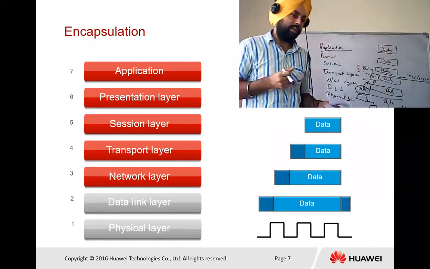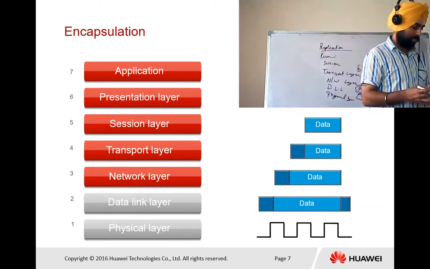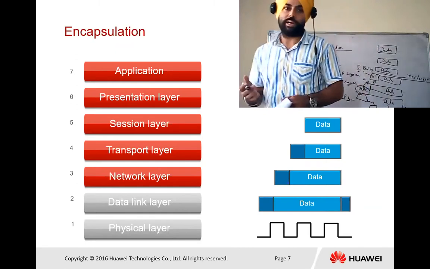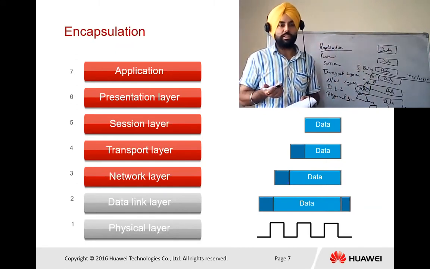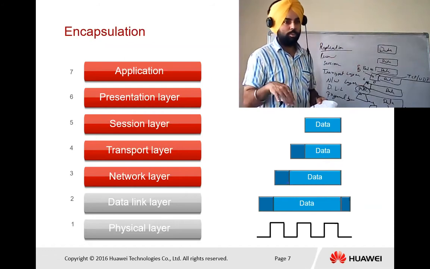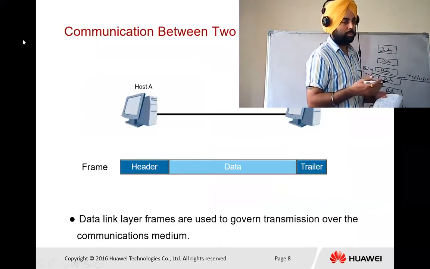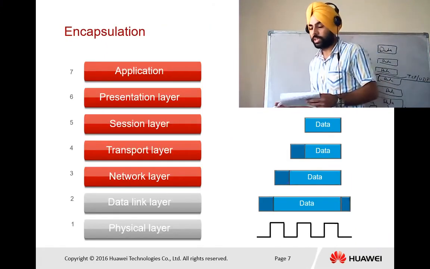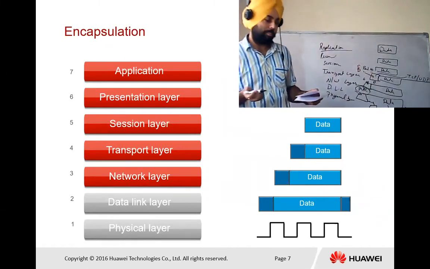Basically, in the physical layer, we have data in the form of signals. After encapsulation, we have another process, that is de-encapsulation. De-encapsulation works from bottom to top. Encapsulation is a top-down approach, and de-encapsulation is a bottom-to-top approach.